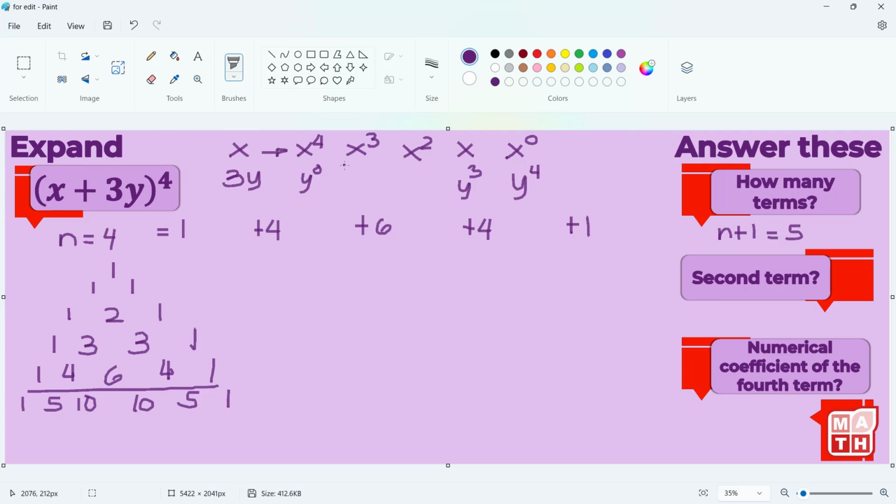It's 3y. So you need to place here 3. This is still incorrect because we are taking the entire term and raising it into an exponent. This should be with parentheses. Take note of that. This is also true here. We're going to use here parentheses.